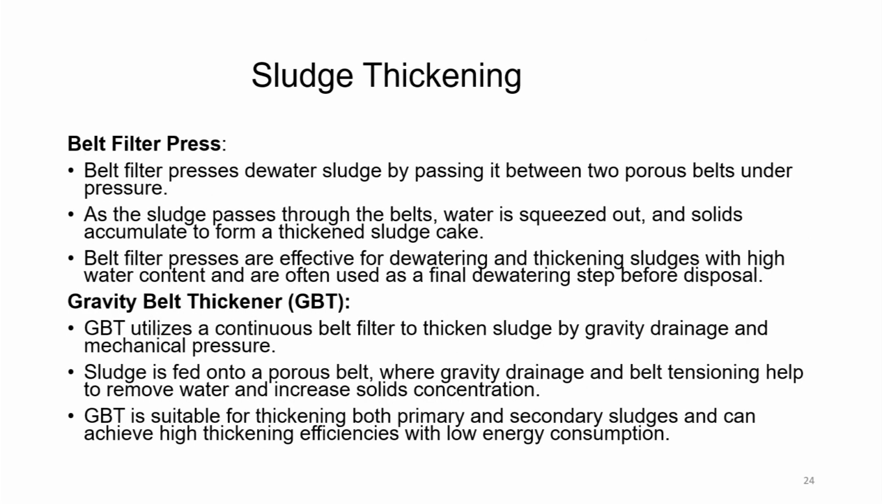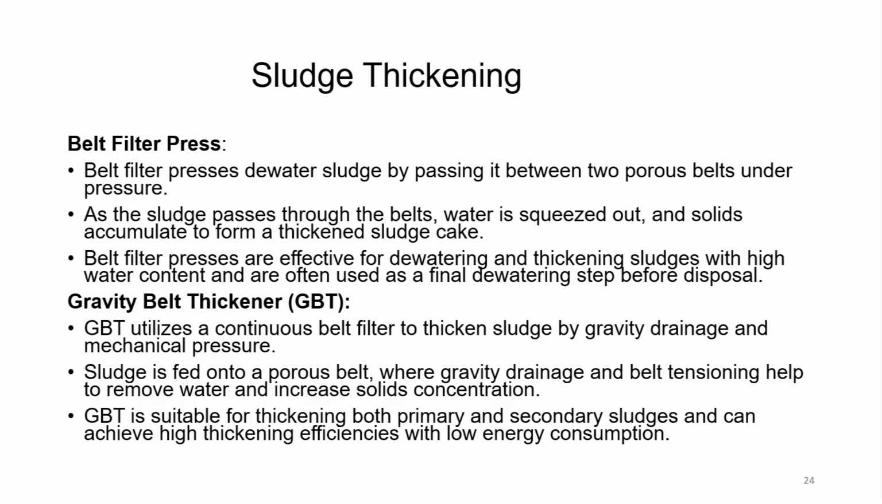Belt filter press. Belt filter press dewater sludge by passing it between two porous belts under pressure. As the sludge passes through the belt, water is squeezed out and solids accumulate to form a thickened sludge cake. Belt filter presses are effective for dewatering and thickening sludges with high water content and are often used as a final dewatering step before disposal.